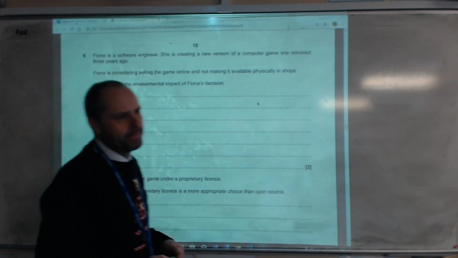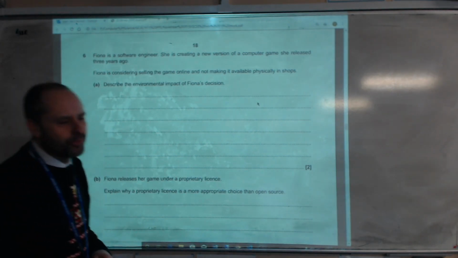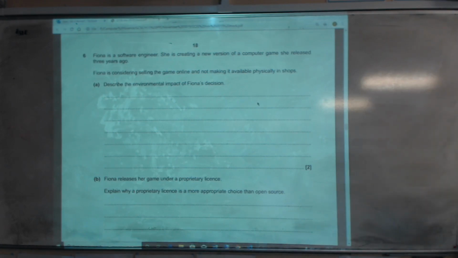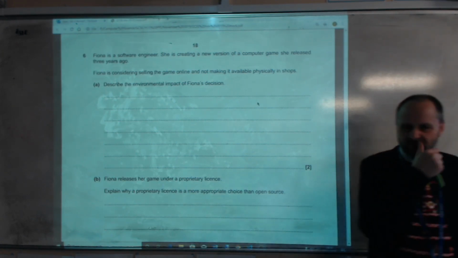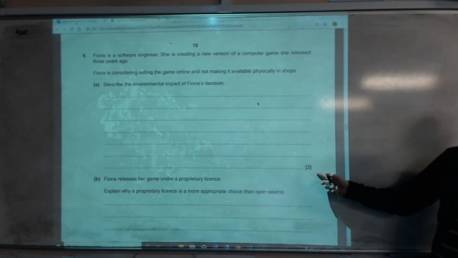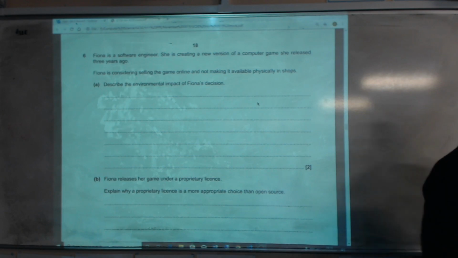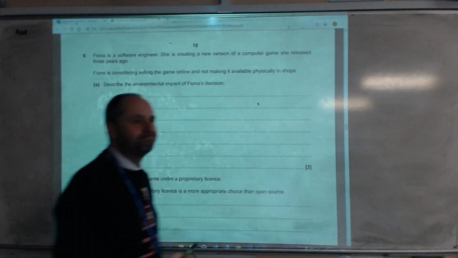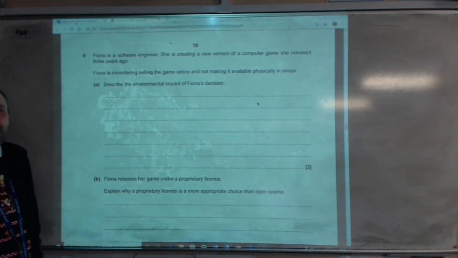Software. Our favourite thing, proprietary software and non-proprietary software. That's what this question was mainly about. But it starts off with a nice ethical question, environmental question. 2 marks is all it was. So describe the environmental impact. Most of you went down the right route. Packaging. Yeah, you've got to produce that packaging.